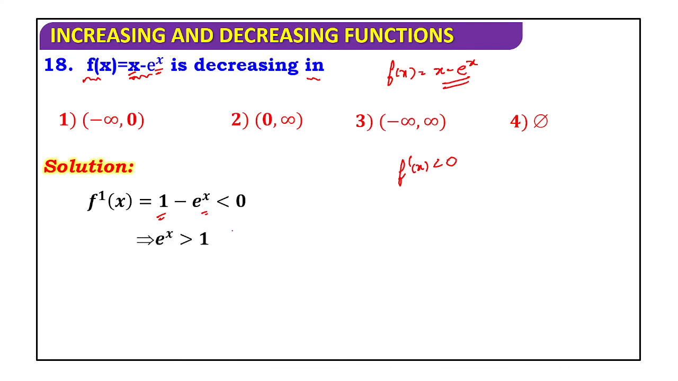Take that term, therefore you can take 1 on this side, so that will be minus e raised to x lesser than minus 1. Multiply negative on both sides, so you are going to get e raised to x greater than 1. Therefore e raised to x greater than 1 means x must be always greater than 0. So therefore 0 comma infinity will be our answer.